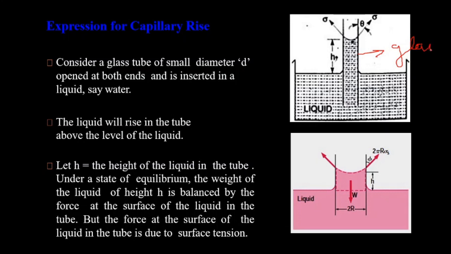I'm writing with the mouse, it is difficult, okay. So this is the glass tube, right? When it is inserted vertically inside the liquid, the liquid rises in that tube. Okay, so this rise in the tube, the rise from the liquid surface, is called the height of rise.